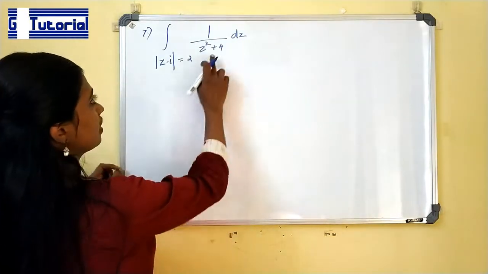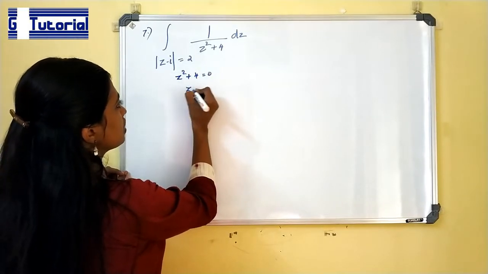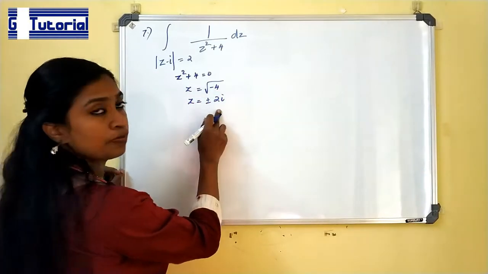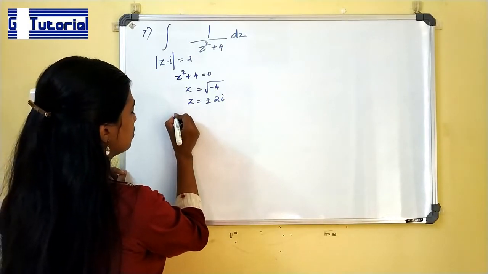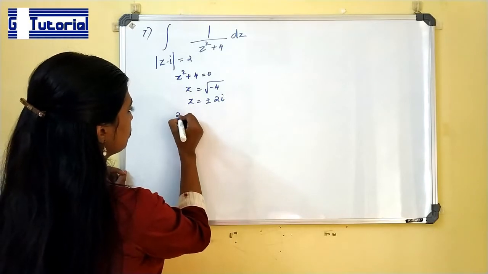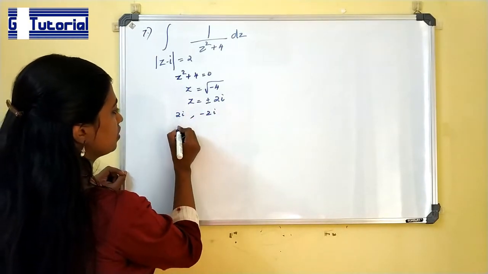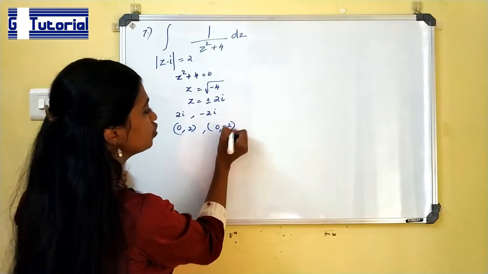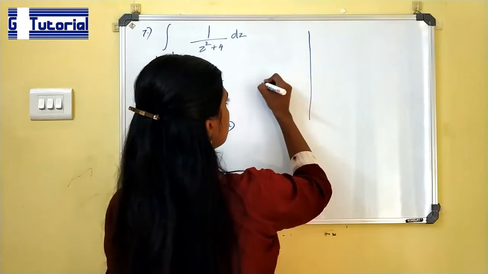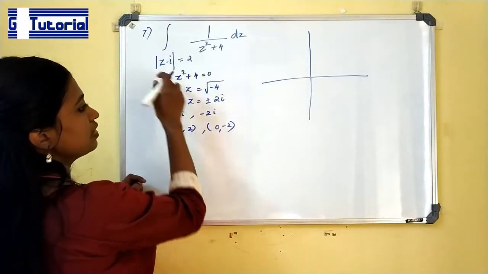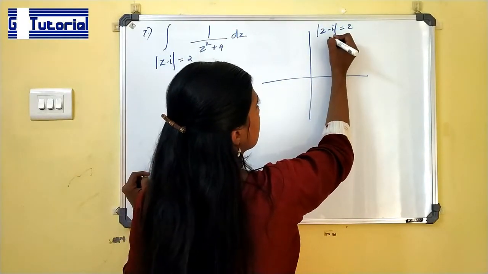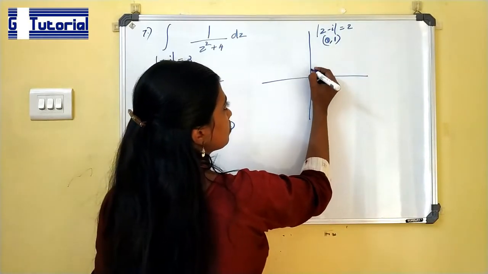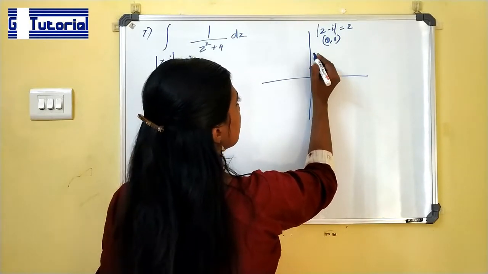This is the next question. The poles: z square plus 4 is equal to 0, so z is equal to root of minus 4, so it is equal to plus or minus 2i. These are the two poles, that is (0, 2) and (0, minus 2). And the region of integration is a circle with center (0, 1) and radius 2.